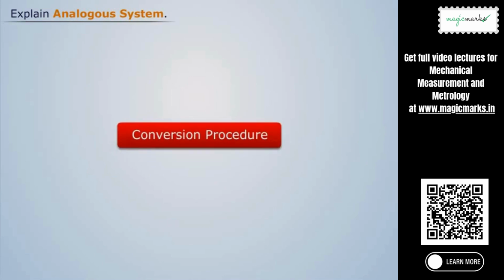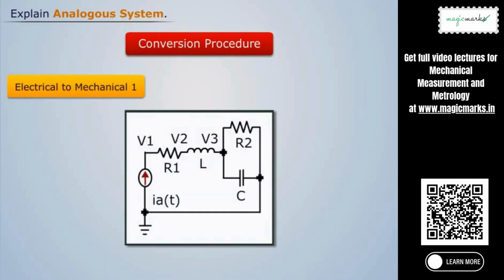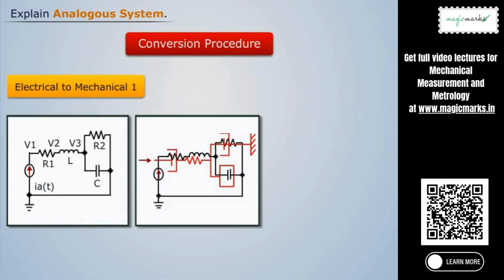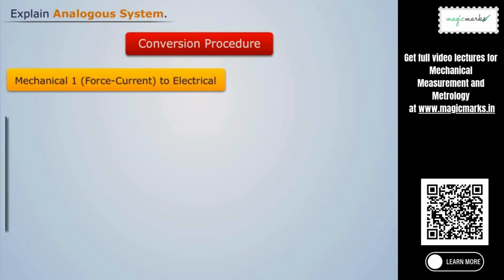Now we will discuss the conversion procedure from one system to another. Firstly, let us discuss electrical to mechanical. Label all node voltages in the electrical circuit. Now replace the electrical elements with their analogy. Label currents, positions, and mechanical elements as they were in the original electrical circuit. In the same way, mechanical to electrical conversion takes place.